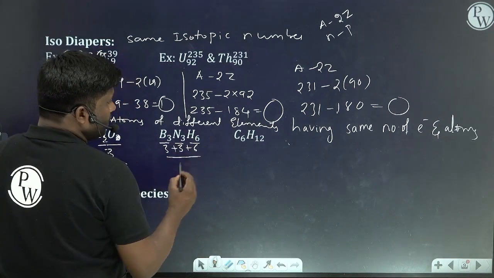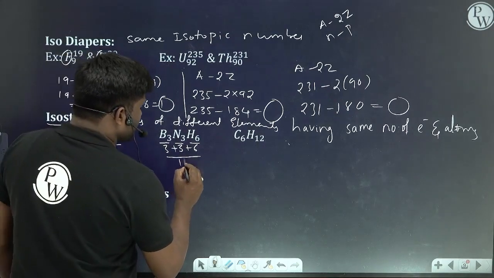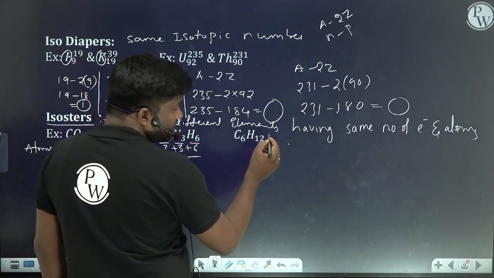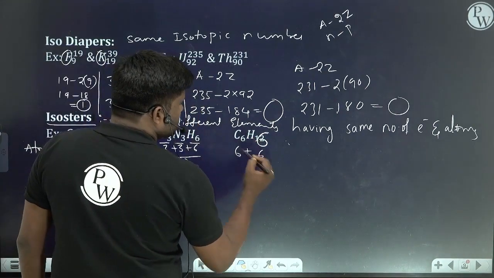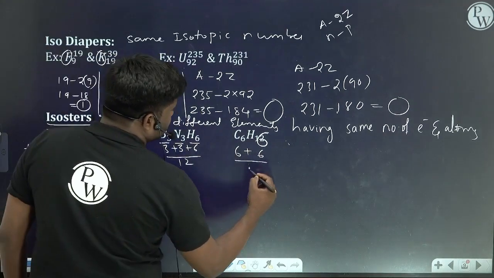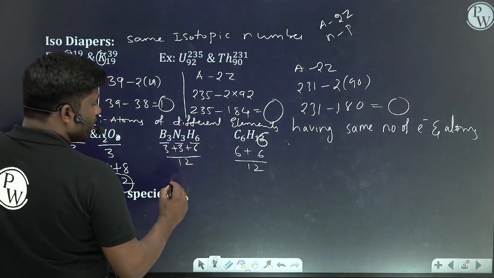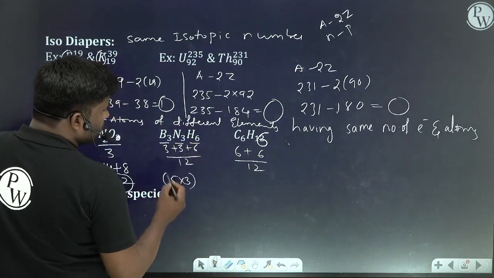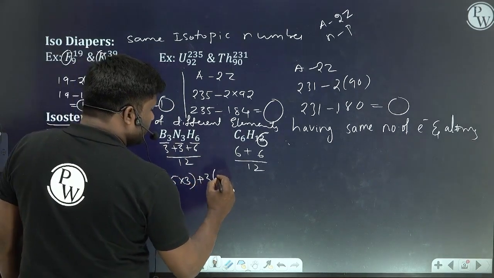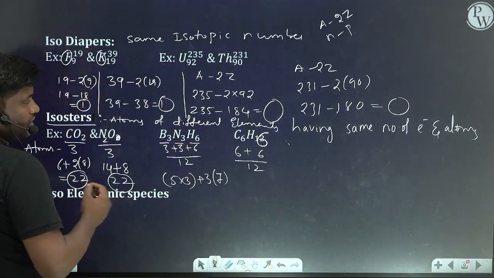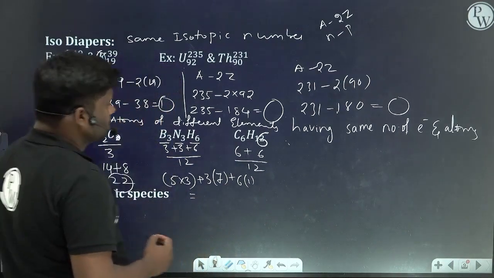And next see, 3 plus 3, 6 plus 6, how many? 12. Total number of atoms are how many here? 12 atoms. Here C6H6, this is C6H6. Here also how many atoms? 6 plus 6, 12 atoms. Number of atoms are 12, and number of electrons are also same for this one. 5 into 3. Boron atomic number is 5, electrons into 3 atoms, plus nitrogen 3 into how many atoms? 7 electrons plus hydrogen 6 into 1. Total how much?